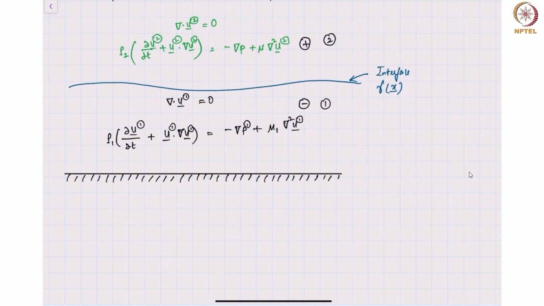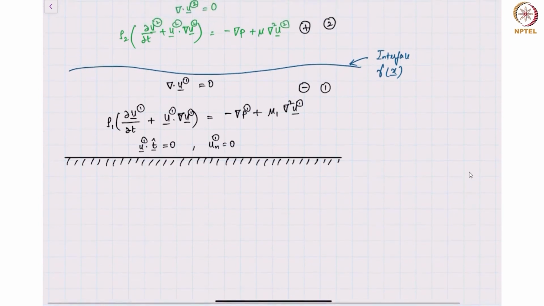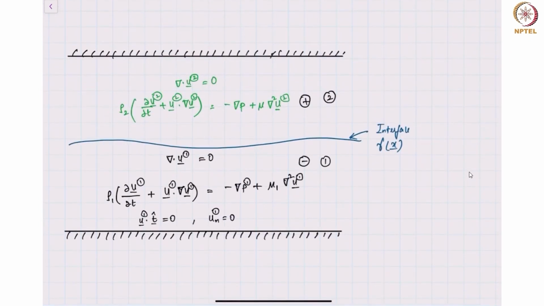The boundary conditions for fluid 1 would be the no slip condition, which would mean that the tangential velocity u dot t would be 0. And we have the normal velocity, which I'll just call un, is 0. This is for fluid 1. So no penetration condition and no slip condition at the wall. Similarly, for fluid 2, we have u dot t is 0 for fluid 2, and we also have un for fluid 2 is 0, the no slip and the no penetration condition.